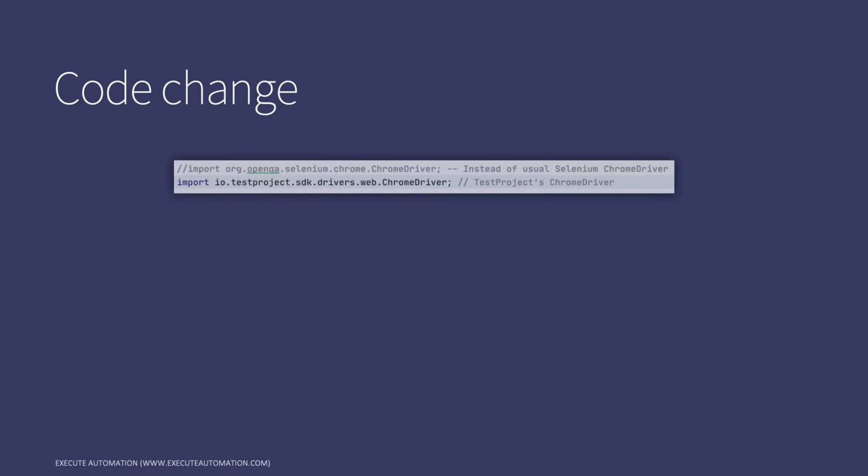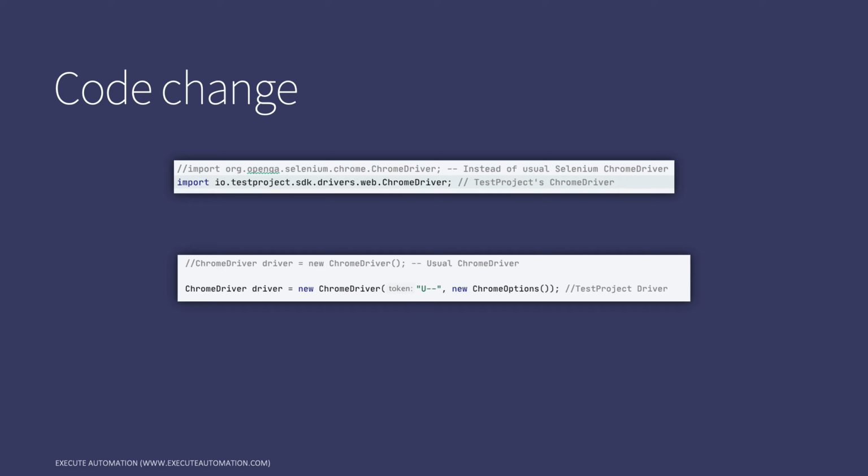The code change is this. You need to change the import org.openqa.selenium.chrome.ChromeDriver to io.testproject.sdk.driver.web.ChromeDriver. That's it. That's the first important change that you do. And because we have changed the Chrome driver import, for sure, sequentially, you need to change the Chrome driver that you have called within your code as well, right? Because that's going to be using a different reference.